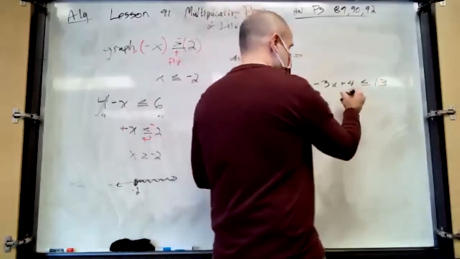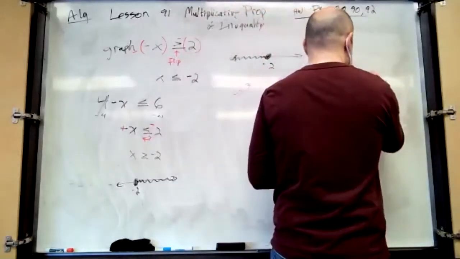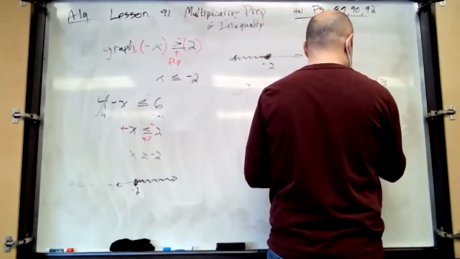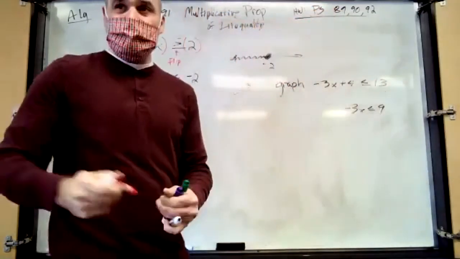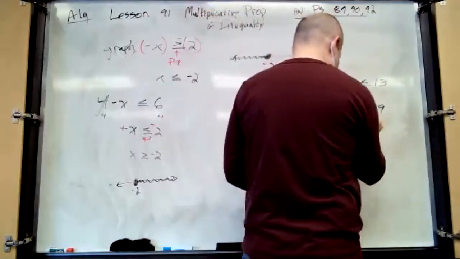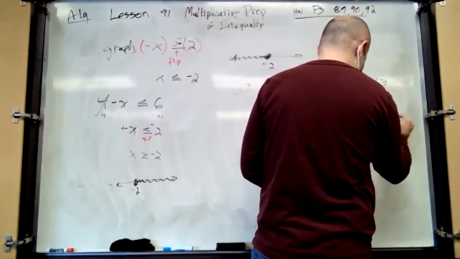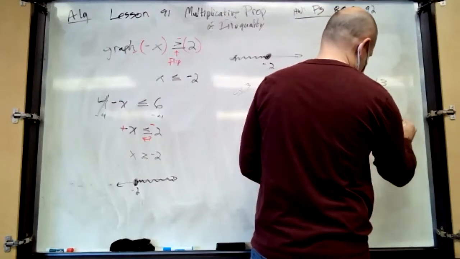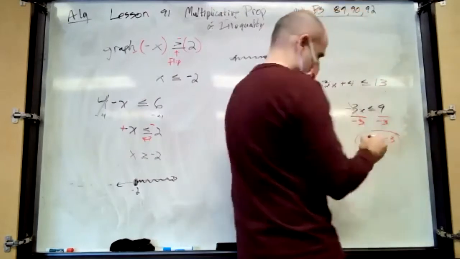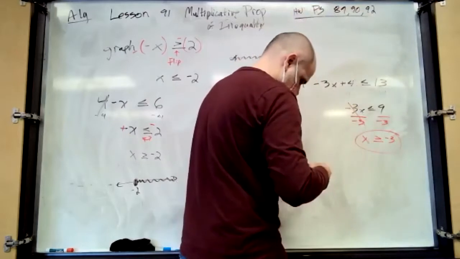Okay, so let's do this. -4, -4. I think most of you got this far. Less than or equal to 9. And then we're dividing by a negative. If it was just a 3, then we wouldn't have to flip it. But it's a -3. So greater than or equal to -3. So then graph it.